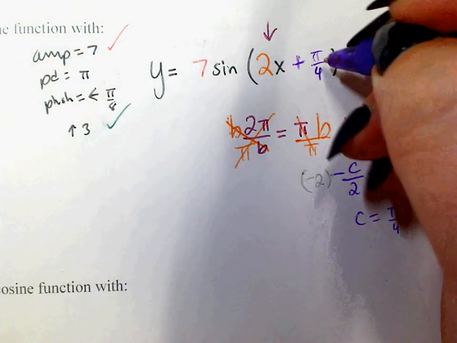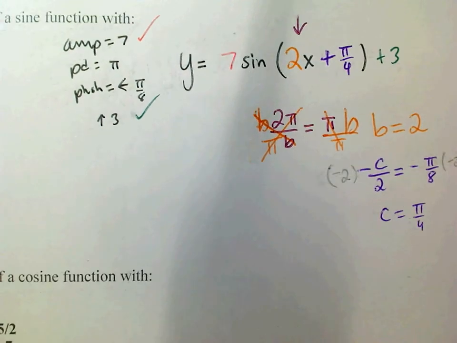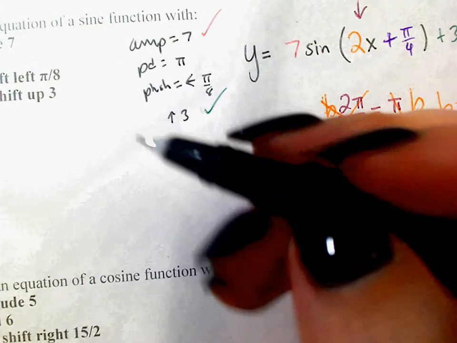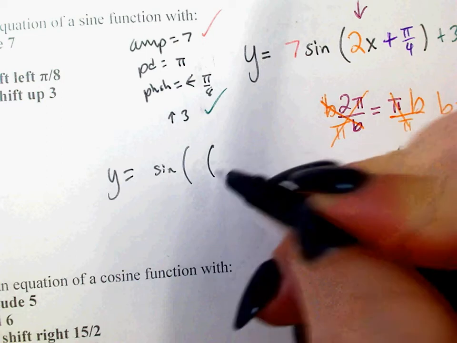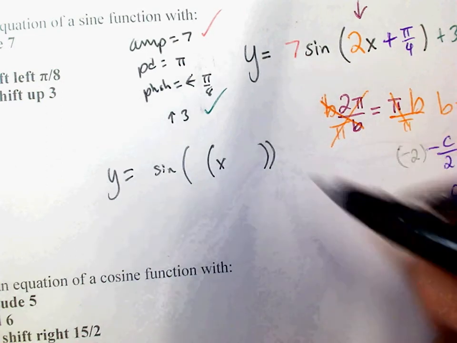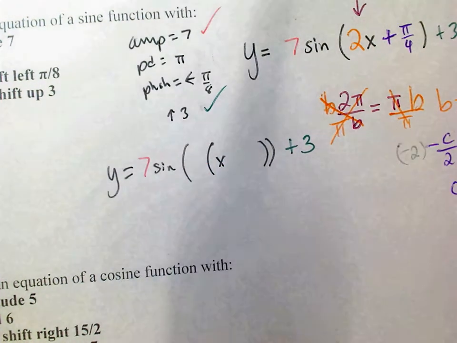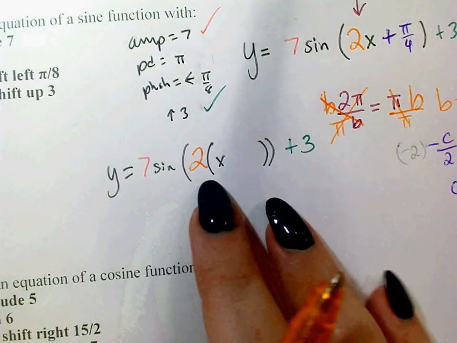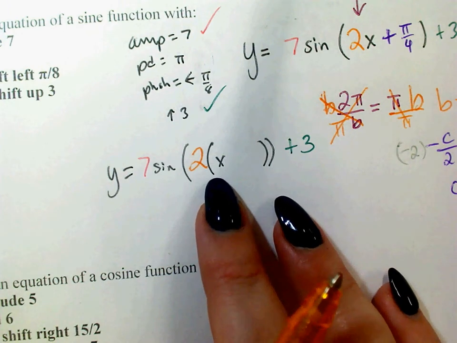Now that is one way to solve it. Here's another way, and this is probably an easier way for most people, especially considering what I've taught you as far as transformations go. y equals sine of open parentheses x close parentheses, and then we still have the plus 3. We still have the 7. We still figure out that this is 2. But what does this allow me to do, guys? Yeah, it separates the transformations.